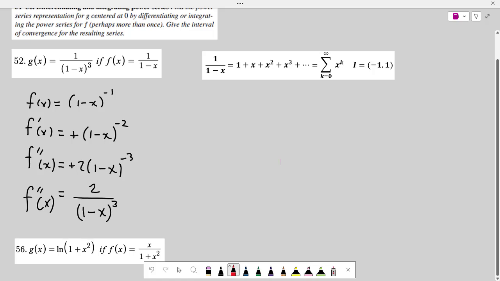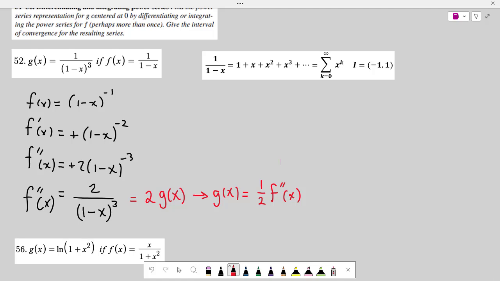Everybody agree with what Austin just said? This is 2g of x. Everyone agree? So if we isolate g, because we're curious, how do we get to g from f? So g is going to be 1/2 f double prime of x. That's how we're going to get to g from f. Okay, let's do it.